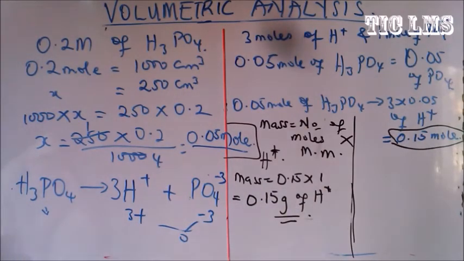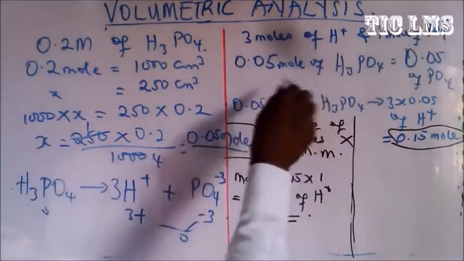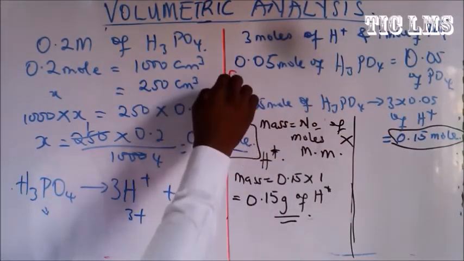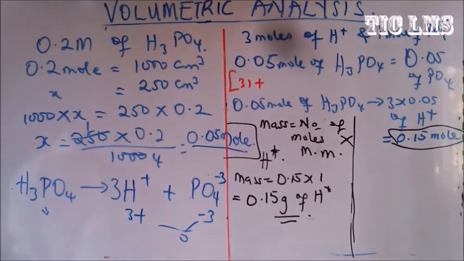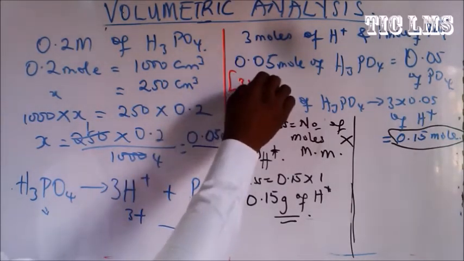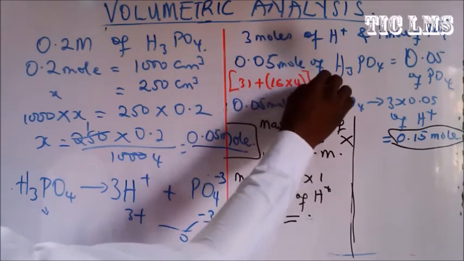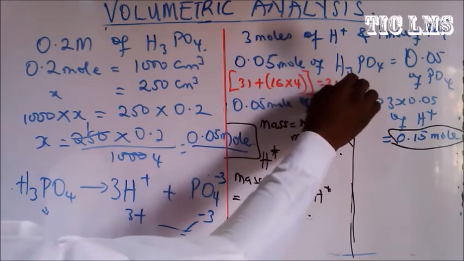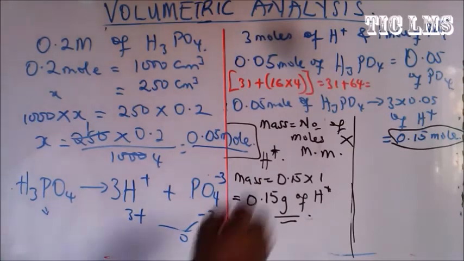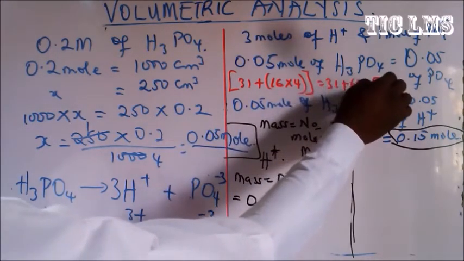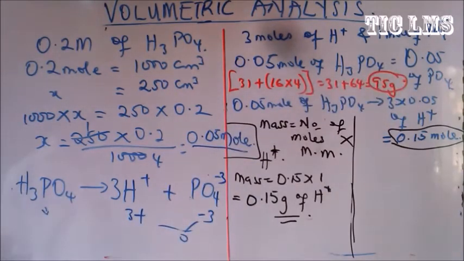Then we'll do that of PO4. But before we do that of PO4, we need to find out the molar mass of PO4. Here, PO4, phosphorus is 31, oxygen is 16 multiplied by 4. So that will be 31 plus 64, and that produces 95 grams. So this is the molar mass of PO4.